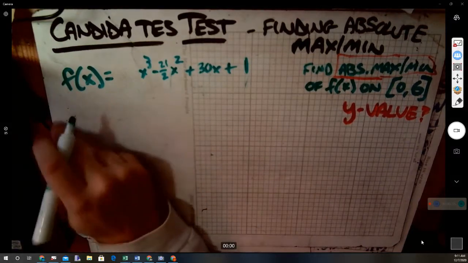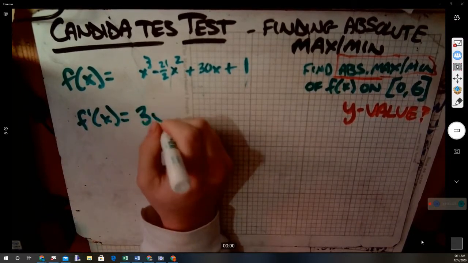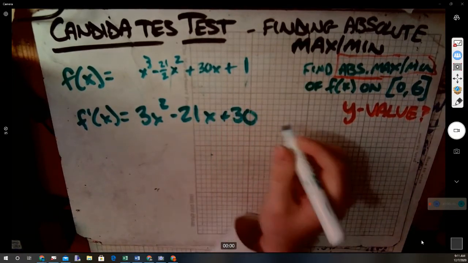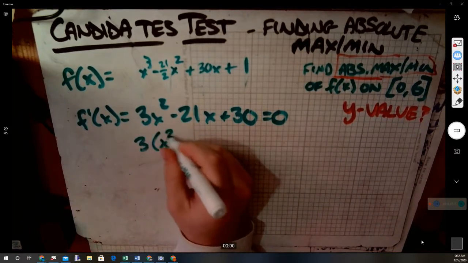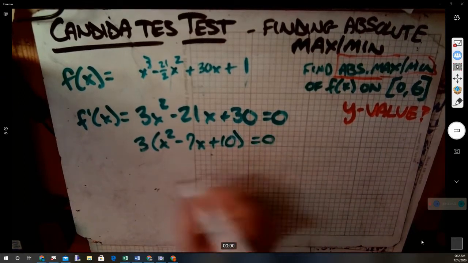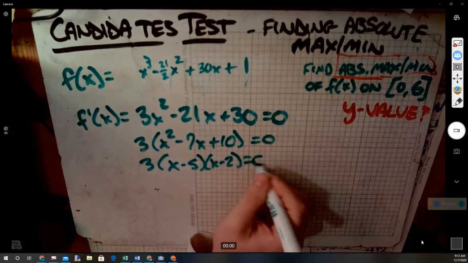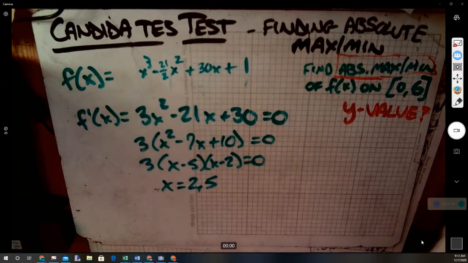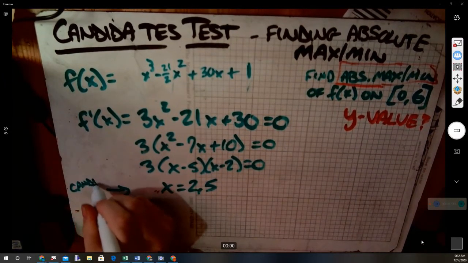So, like all max and min, we begin by having to take a derivative. So this derivative, 3x squared minus 21x plus 30, we're going to set equal to 0. Well, I can factor out a 3, x squared minus 7x plus 10, so that should be x minus 5, x minus 2. So that means that we have potential maxes and mins at x equals 2 and x equals 5. Those are what we call some of our candidates.